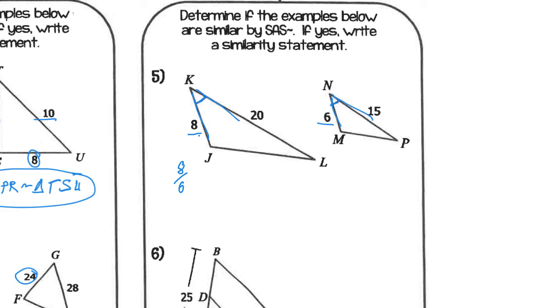So we have 8 to 6 and 20 to 15. 8 to 6 can both be divided by 2, so we have 4 thirds, 4 to 3. 20 and 15 both divide by 5, so again we have 4 thirds. So the sides are proportional, the angles are the same, so side angle side works. So now we can say triangle KJL. Doesn't matter how you name the first one, just have to match the second one depending on how you wrote it. So I started with K, so I'm going to start with N. Then I went to J, so I'm going to go to M, and then finish it with P.